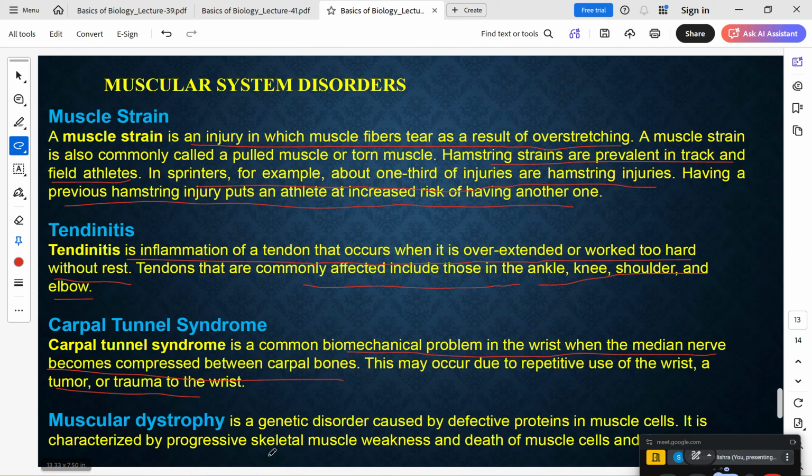Then there is muscular dystrophy, which is a genetic disorder caused by defective proteins in the muscle cells. It is characterized by progressive skeletal muscle weakness and death of the muscle cells and tissues. Usually this happens when improperly formed or misfolded proteins accumulate within the muscle cells.